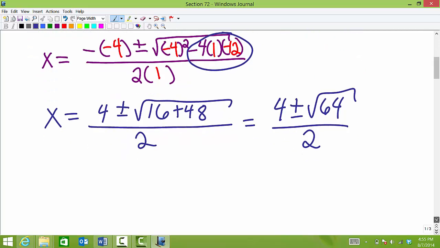We want to start to simplify our solution. So we want to figure out what those three numbers are: the constant in front of the plus or minus, we want to simplify underneath the radical, and we want to know the number in our denominator. Once we get this far, we know the square root of 64 is 8. And 4 and 8 are like terms, so we want to separate.